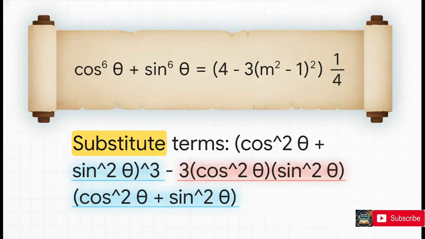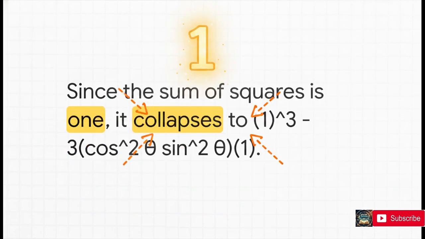Applying our a and b terms to the formula, we get (cosine squared theta plus sine squared theta) whole cubed, minus 3 times cosine squared theta times sine squared theta, and all of that multiplied by (cosine squared theta plus sine squared theta). Okay, I know, it looks like a really long, terrifying line of math, but watch closely what happens next.